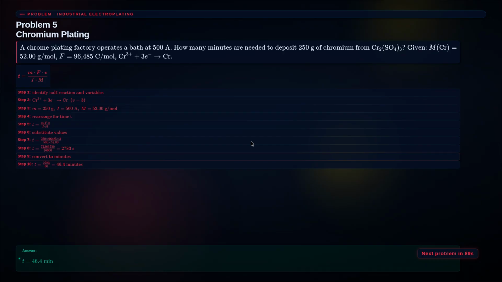Substitute values. 250 times 96,485 times 3 divided by 500 times 52.00. This gives 72,363,750 divided by 26,000 equals 2,783 seconds. Convert to minutes. 2,783 divided by 60 equals 46.4 minutes.